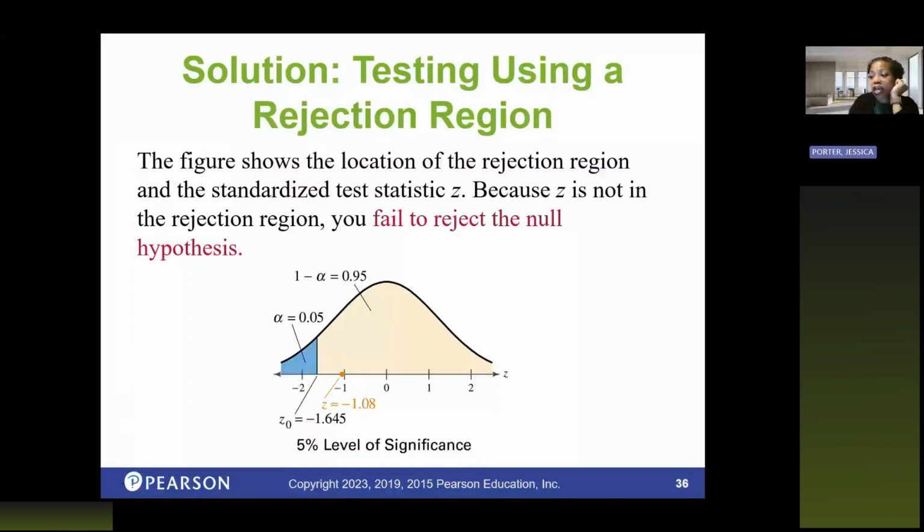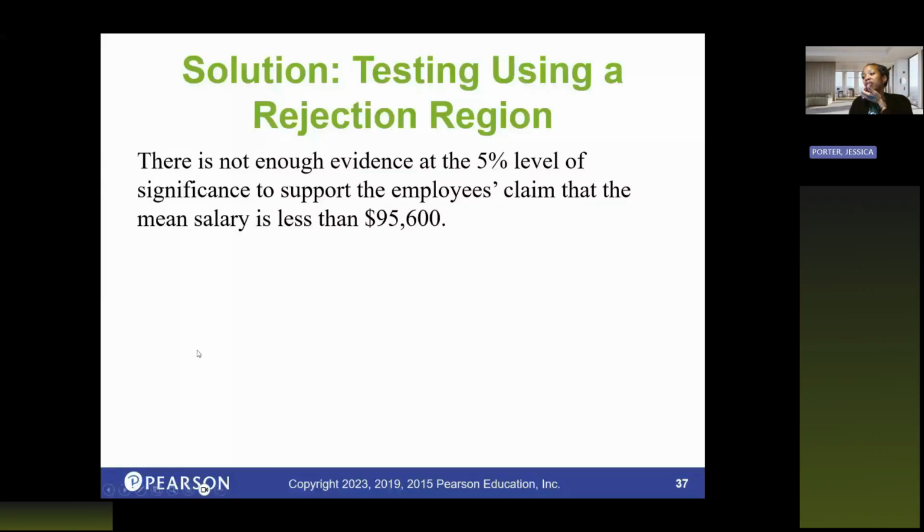And that's how we do the rejection regions. And there's the verbiage. There is not enough evidence at the 5% level of significance to support the employee's claim that the mean salary is less than $95,600. So we've got two ways of doing these problems. You can use the rejection region, or you can use the p-value. But of course, you'll have questions on your assignment that have both.